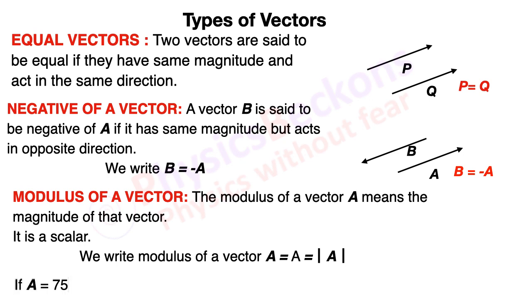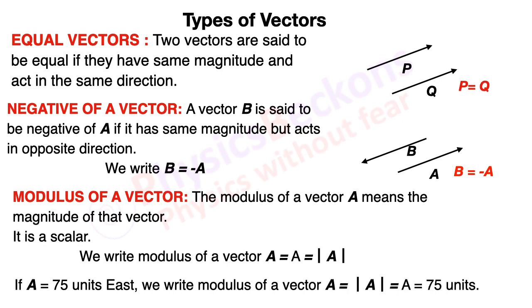As an example, if vector A is 75 units east, the modulus of vector A is written as modulus A equal to A equal to 75 units. The direction is to be dropped when you talk about the modulus of a vector.